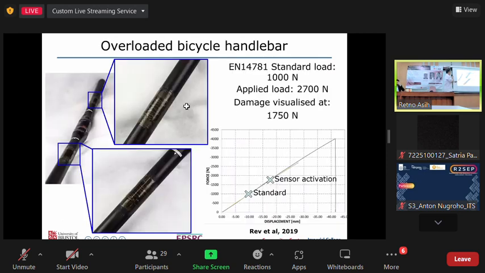And this is one type of example that we use in a handlebar of a bicycle. So we have designed this so that the damage sensing is activated at quite high displacement. Due to the confinement of the glass, when the carbon breaks, the glass confines it, so it won't break easily. So this is quite nice. When you activate it here, you can see the change of color in the handlebar.